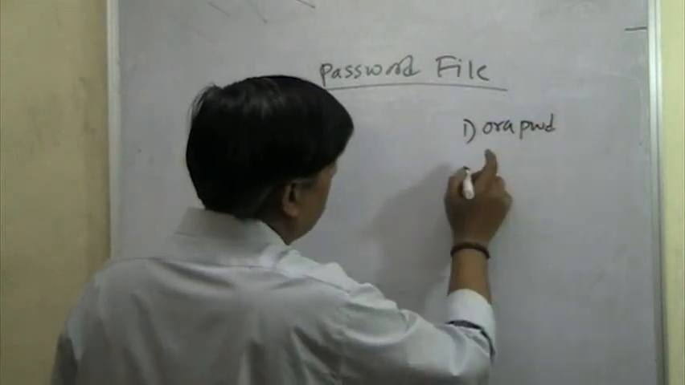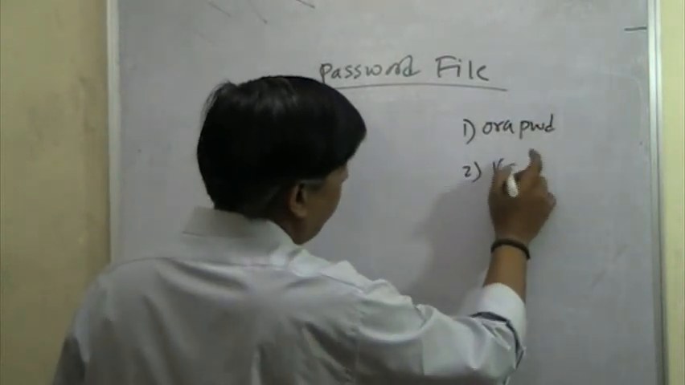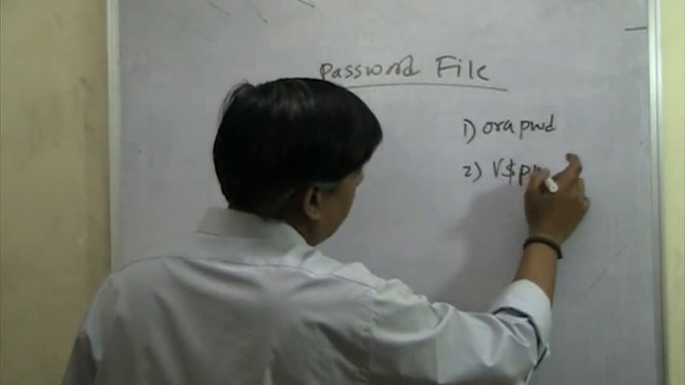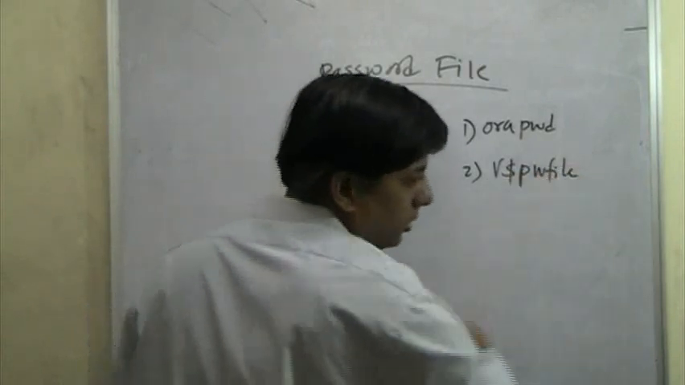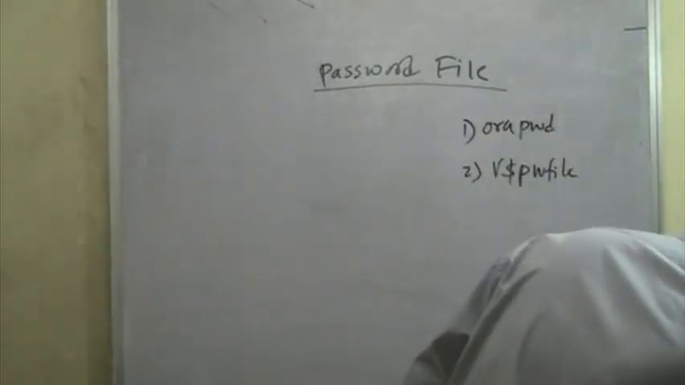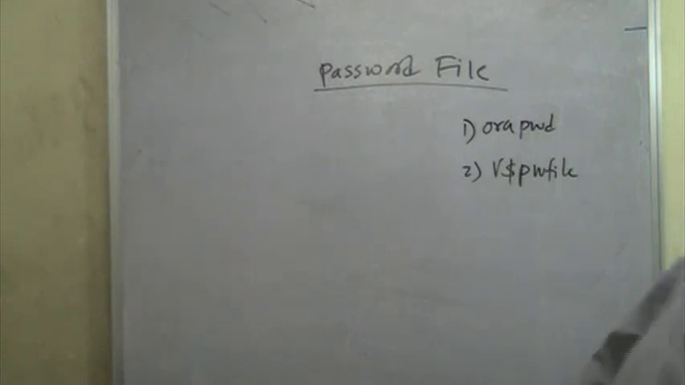ORAPWD, correct? Then there is one view which is $PWFILE_USERS. I keep forgetting that view. Hold on a second. Is it PW file users? File underscore users, no? Yeah, that is one. See, this is one of the very few views which has an S in it. Or is it not? Let me see. Read all the PW file users.